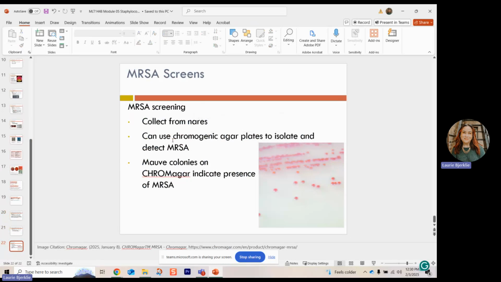Again, you can also screen through molecular testing. It's cheaper to run it through chrome agar. Molecular can be quite a bit more expensive, but it's quicker than waiting for it to grow on the chrome agar and then looking at it. But that is a common thing to screen for, MRSA, because it's become so prevalent. All right, so that is your intro to our first group of organisms, the Staph.